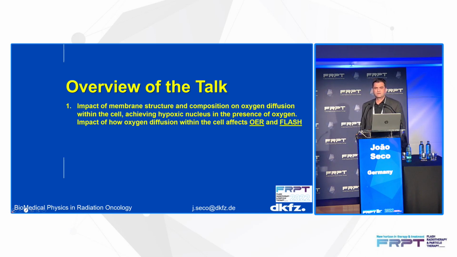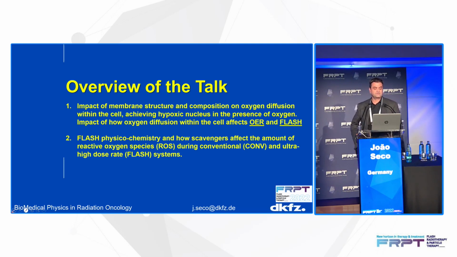So the talk that I'm going to give is going to be divided into two main areas. The first one, I'll be discussing how membrane structure and composition can affect how oxygen diffuses through the cell and potentially create hypoxic nucleuses. And this has a big effect on things like OER and, of course, on the flash. The second part, I will discuss then the physico-chemistry and how potentially scavengers can affect the amount of reactive oxygen species present and how this is differential from healthy to tumor, of course.